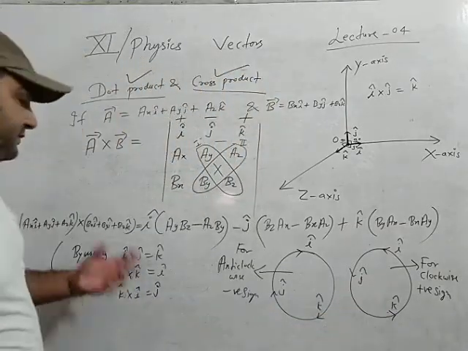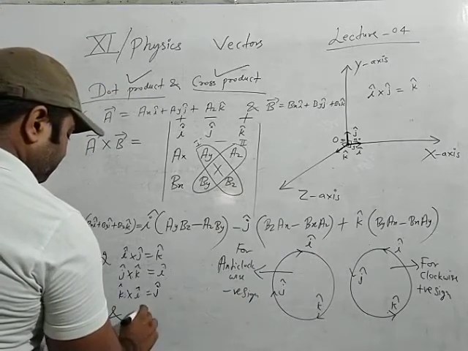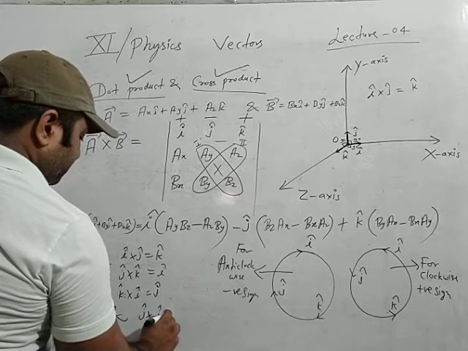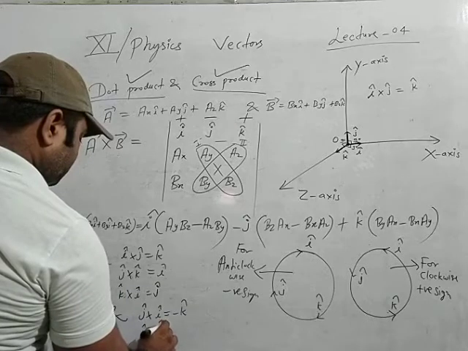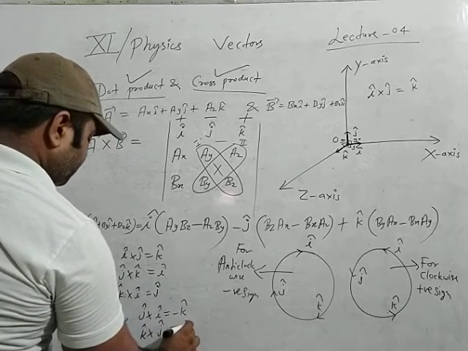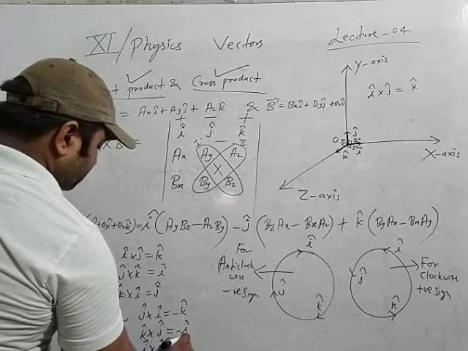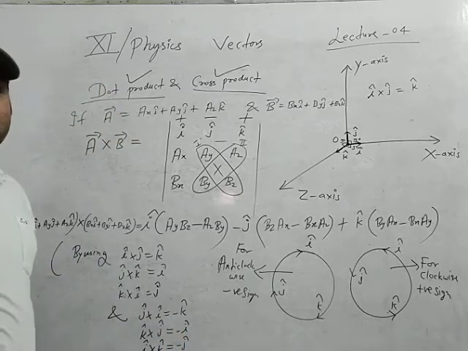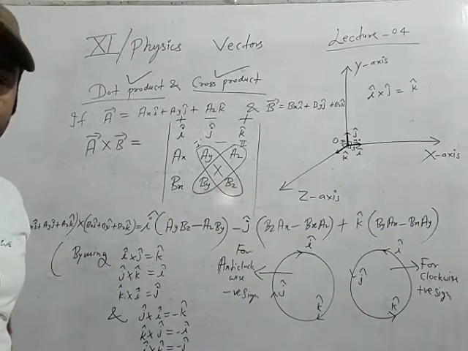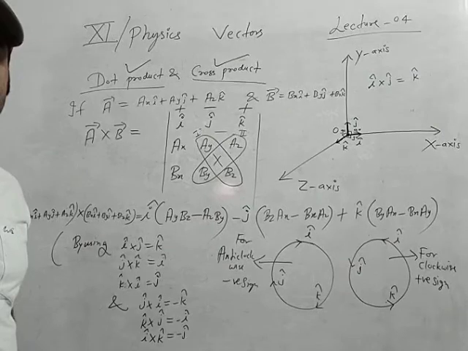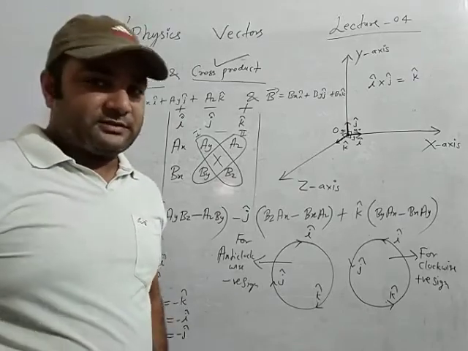And then further the reverse of this: j cross i is equal to minus k. j cross i equal to minus k. k cross j equal to minus i, and at last i cross k is equal to minus j. So in this way we can solve this. Everything is clear. If you have any confusion in your mind about any concept, then you can ask.